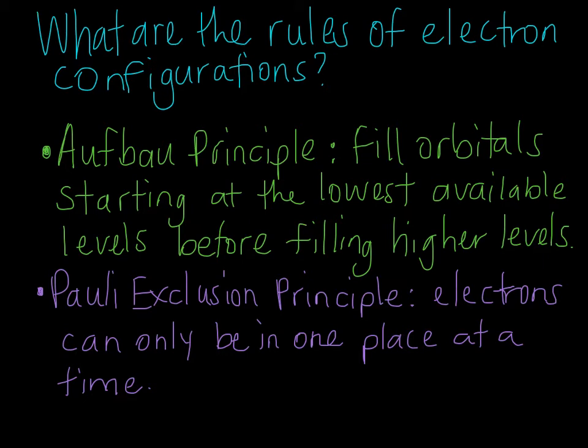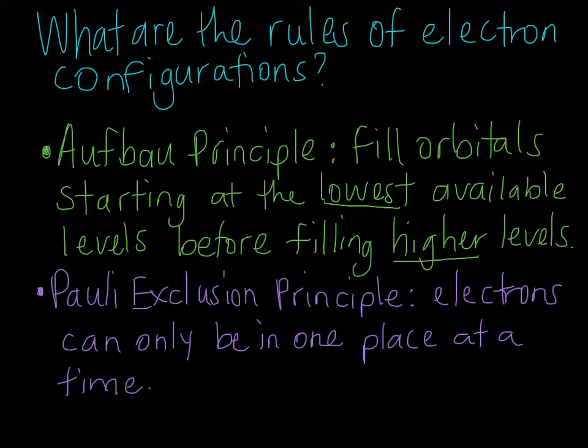So there are 3 rules of electron configurations. I have 2 of them on this slide. The first one is the Aufbau principle. Basically, it states that you have to fill orbitals starting at the lowest energy level and then work your way up to the highest. You will display the Aufbau principle every single time you do an electron configuration, and I'll teach you how you do that in our first example.